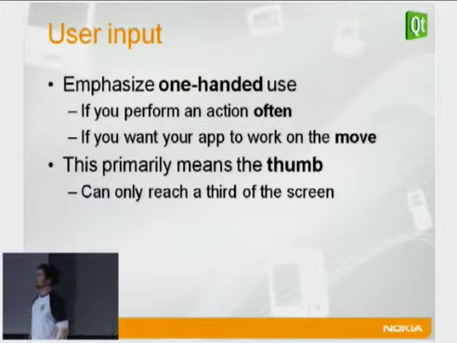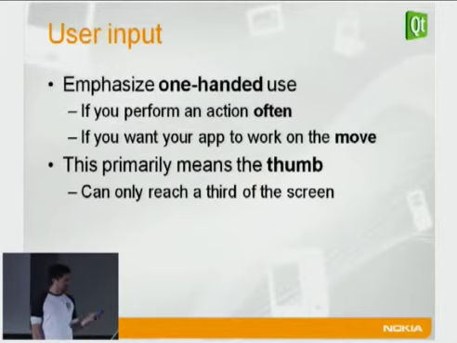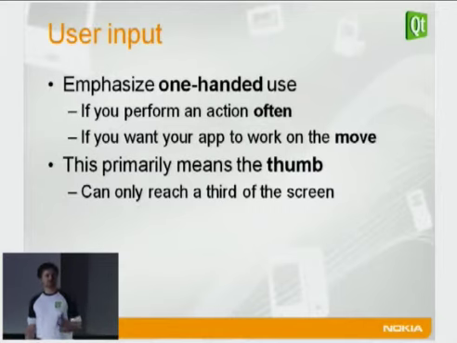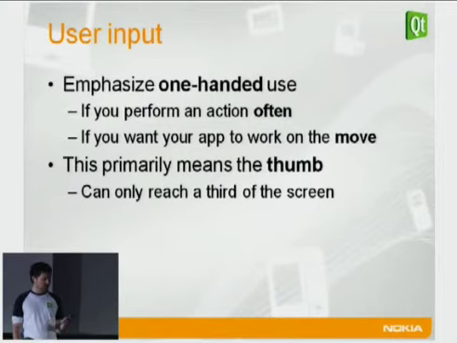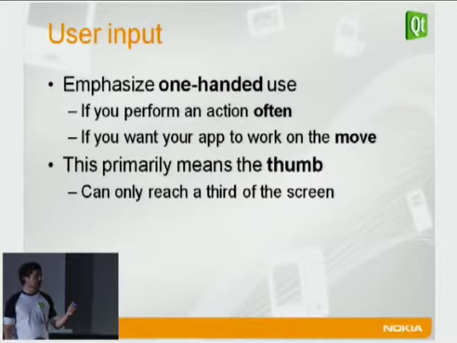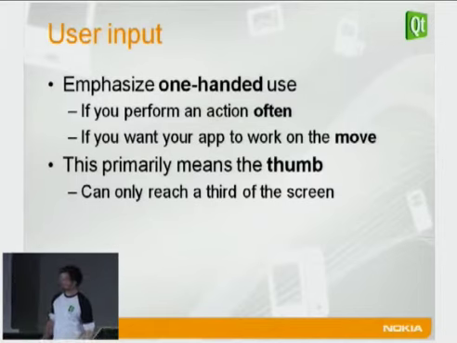Because the thumb can only reach about a third of the screen. It depends on the size of the device. In this case, I can actually reach two-thirds of the screen, but it's not entirely comfortable. So this is also why it's important to always test on the device, and also why Qt Quick makes this incredibly easy for you, because you can test your prototypes directly on the device while you're developing them. You don't need tons and tons of C++ to get to that stage. So right now, I'm holding the phone in my hand, and my thumb can reach everything on the left-hand side.